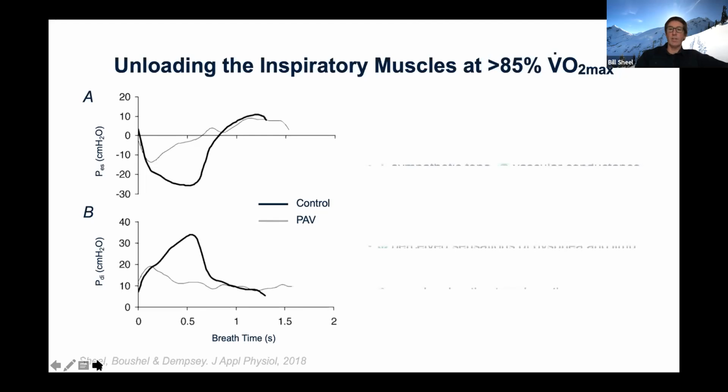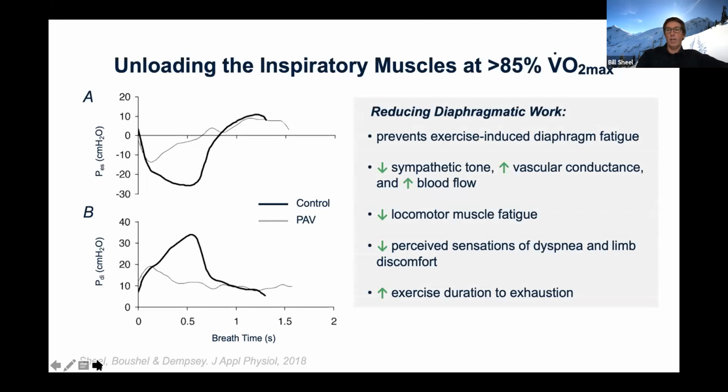So what are the effects of this? Again, I'm summarizing several studies here. If you reduce the diaphragmatic work with exercise, as shown on the left-hand side, it prevents diaphragm fatigue. We know that you can reduce sympathetic tone and change vascular conductance and blood flow. I'm going to show that in a moment. It attenuates locomotor muscle fatigue. People perform the same amount of exercise, they actually develop less peripheral fatigue at the level of the quadriceps at least. You change the sensations of respiratory discomfort or limb discomfort as well, and people can exercise longer.